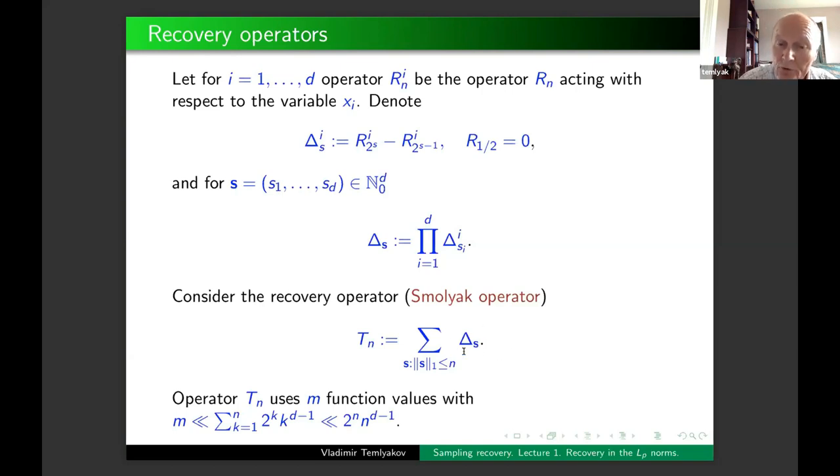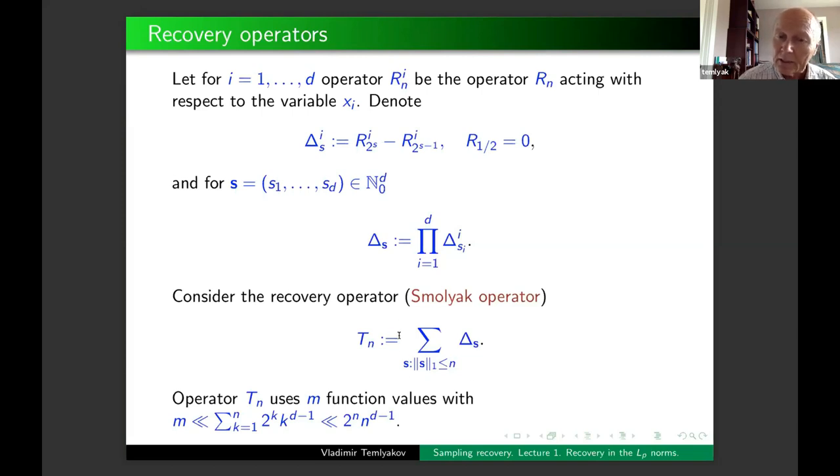But again, let's look at this operator. Just one more remark. Remember that this Rn used 4 multiplied by n function values. That means this one uses 2 to the sj function values in the variable xj. And if you take all of them, then you should multiply 2 to the sj by 2 to the s1 by 2 to the s2 and so on. So the total number of function values which this operator uses will be 2 to the norm s1.